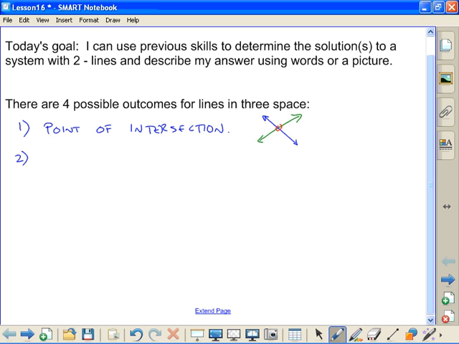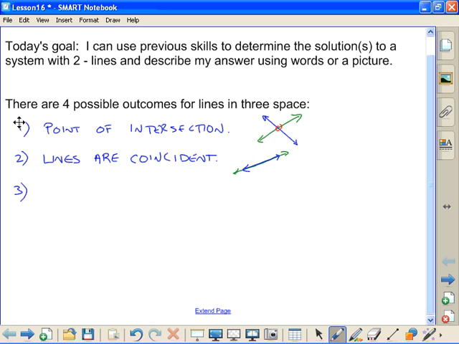Second one, lines are coincident. Okay, which means that they are the exact same line. So I'm just going to draw one infinitely long line, longer than the other. So now they're coincident, which means there's an infinite number of solutions.